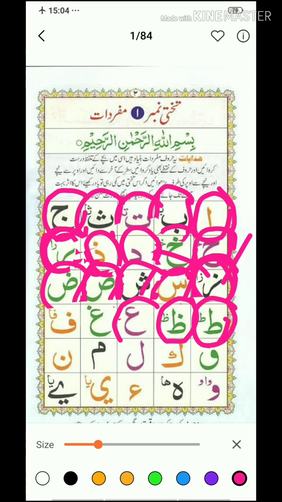The next letter is ain. Many newcomers, those whose basics are not clear, never know how to pronounce this letter. The method to pronounce it is to make the sound from your throat. Ain, ain, like that. You do not have to pronounce it like a plain a. You pronounce it from the throat, ain.